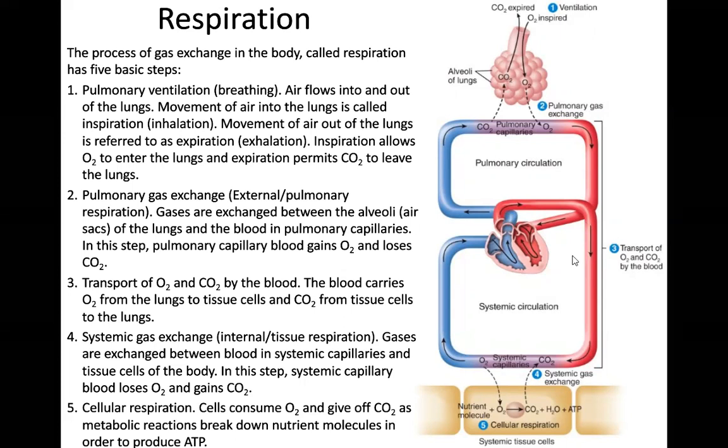Once we get to the tissues, we perform systemic gas exchange, which is essentially the exact opposite of pulmonary gas exchange, where we exchange O2 and CO2. This time O2 leaves the blood to go to our systemic cells, and CO2 gets picked up by our blood from our tissue cells. Another term for this is internal respiration or tissue respiration.